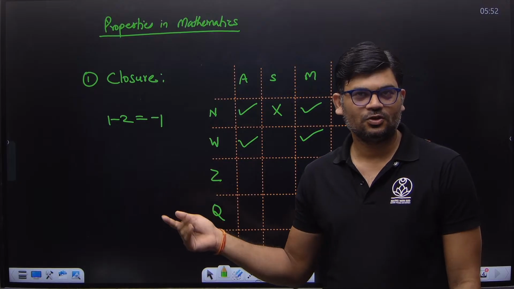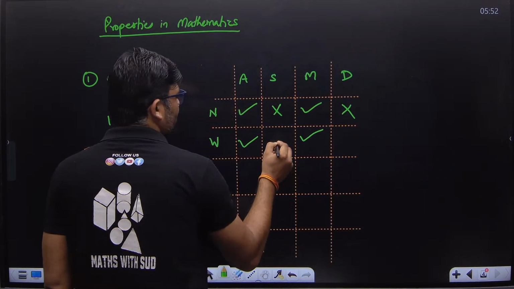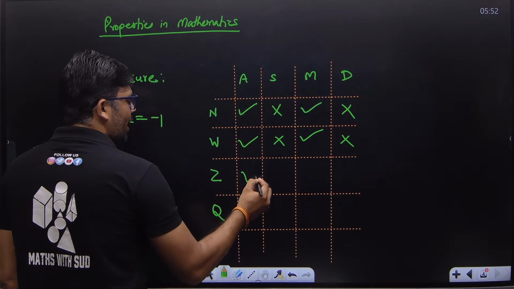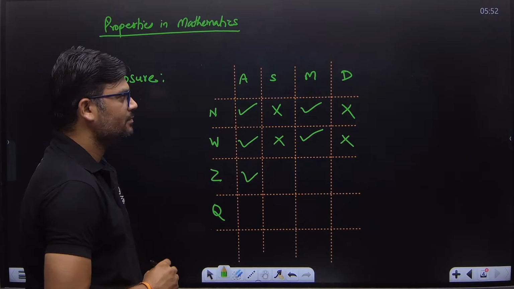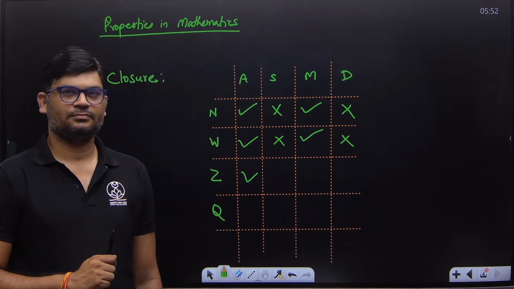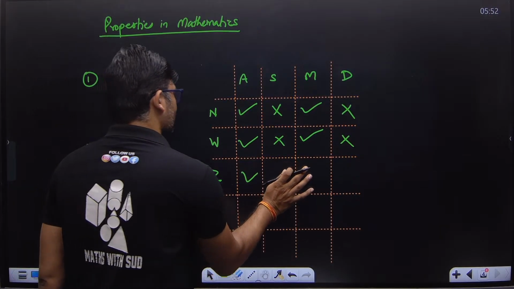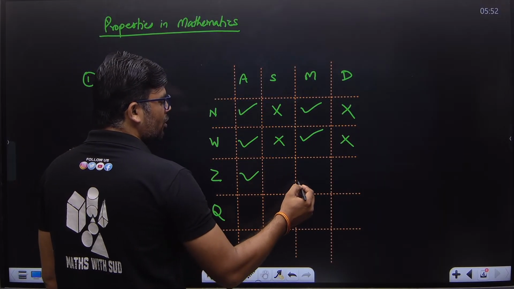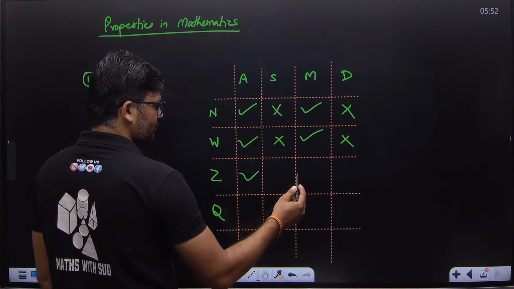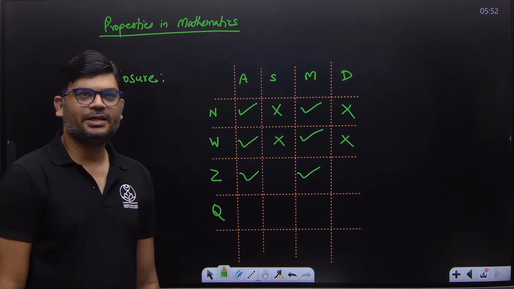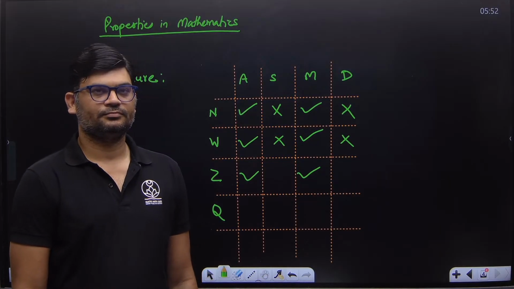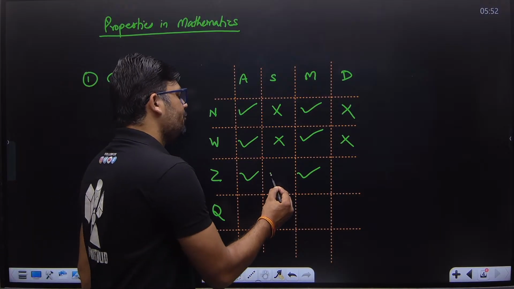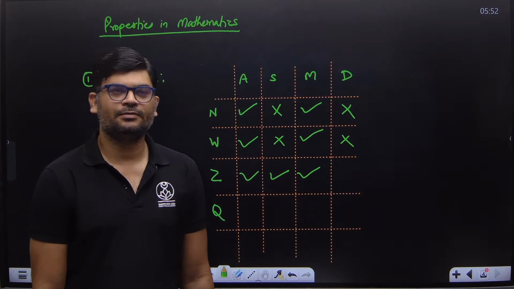No. So that means the whole numbers are not closed under subtraction, and so they are neither closed under division. What about integers? If you add two integers, will you always get an integer? Yes. If you multiply two integers, will you always get an integer? Yeah. If you subtract two integers, will you always get an integer? Yes. If you divide two integers, will you always get an integer?